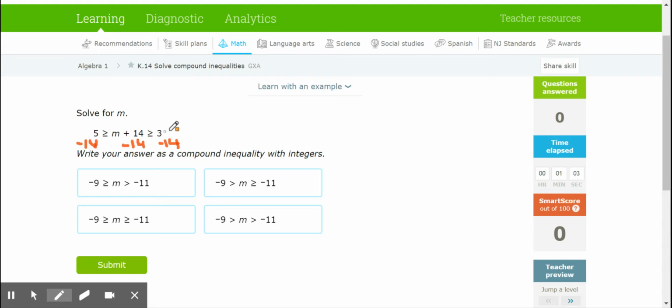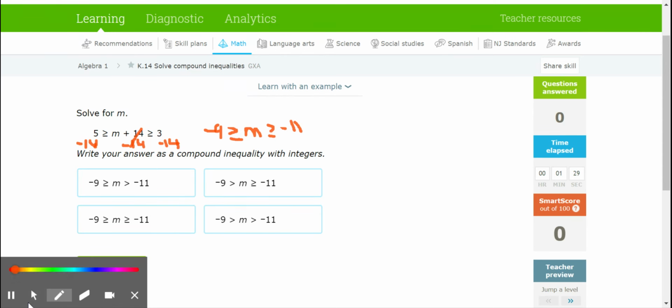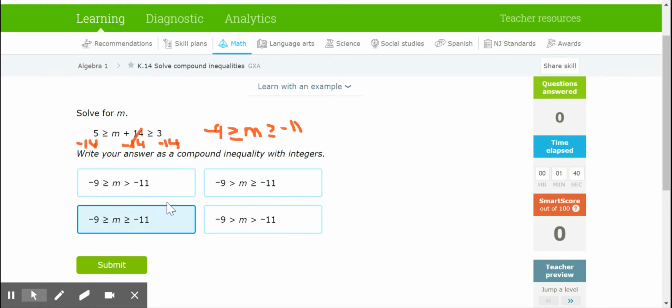So 3 minus 14 is going to give us negative 11, which is less than or equal to. That cancels, so now we've just got the m isolated in the middle, and m is also less than or equal to 5 minus 14, which is negative 9. So negative 9 is greater than or equal to m, which is greater than or equal to negative 11. So I'm looking for the equal to's here. This one is missing. This one doesn't have it. So it looks like this is the guy right here.